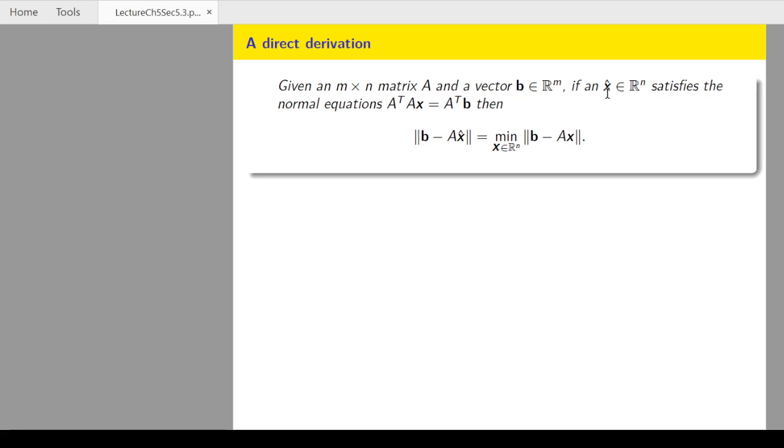If x hat is a vector that belongs to R^n and this vector satisfies the normal equations, then the conclusion is: the distance between b and A times x hat is the smallest among all the distances between b and Ax. Here, x is a vector in R^n.